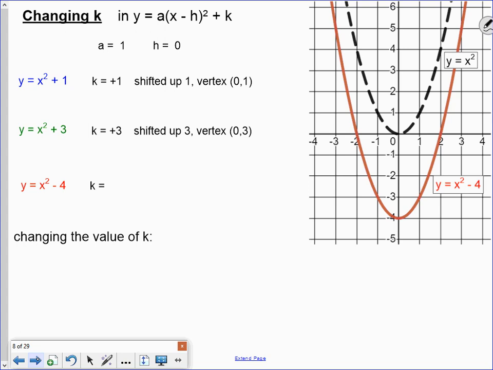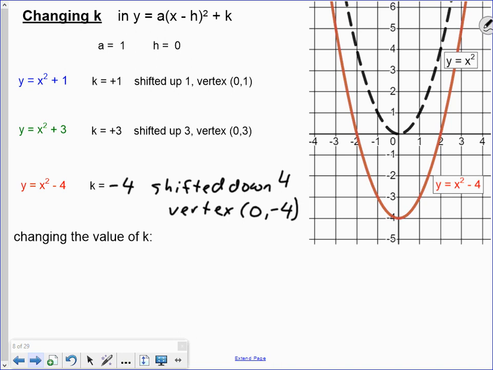Okay, let's look at our next one, x squared minus 4. This looks like this. Our k value here is negative 4, because we have that negative sign as part of the k value. We notice that our parabola has been shifted down 4. Our vertex has moved from 0, 0 to 0, negative 4.